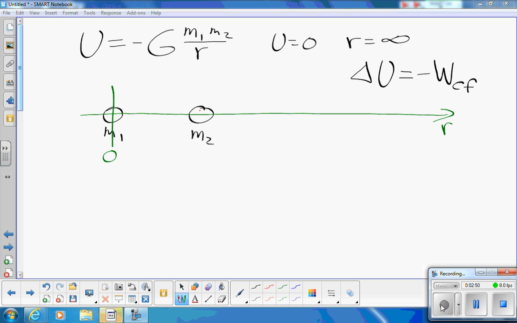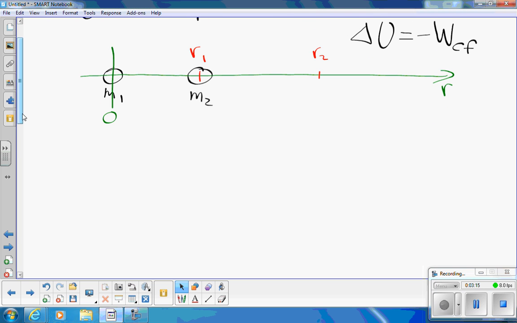Let me define some stuff here. Here's the initial position of M2, and I'm going to call that position R1. And then M2 is going to move out to a new position, which I'm going to call, with great imagination, R2. So the process is M2 moving from R1 to R2, and we will find the change in potential energy of this two-particle system for that process. Okie doke. So let's go.